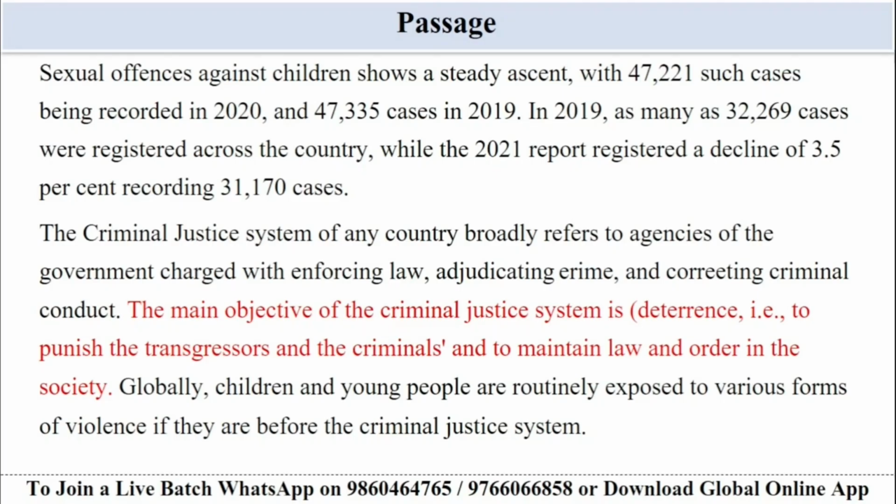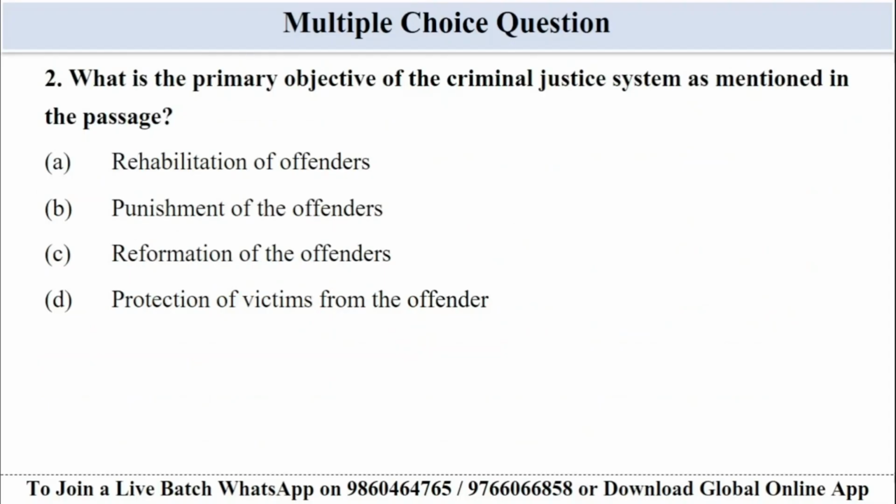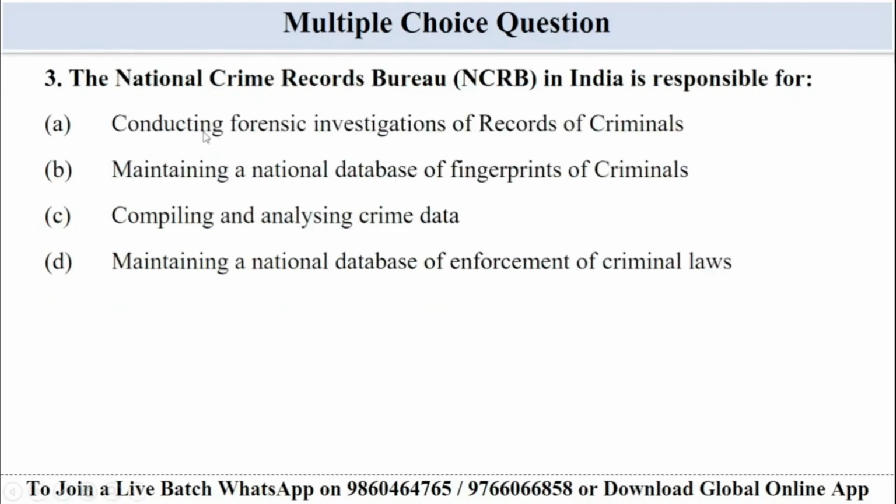Let's go to the options. So the main focus is on punishment and maintaining order. Rehabilitation and reformation are not mentioned as a primary objective, and while victims' protection is important, it's not stated as the primary goal. So the correct answer will be option B, punishment of the offenders. Let's go to the next question.